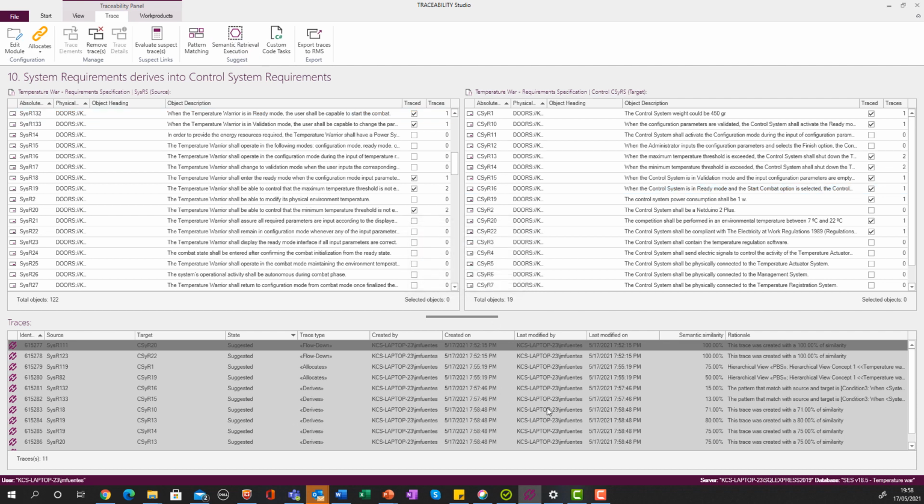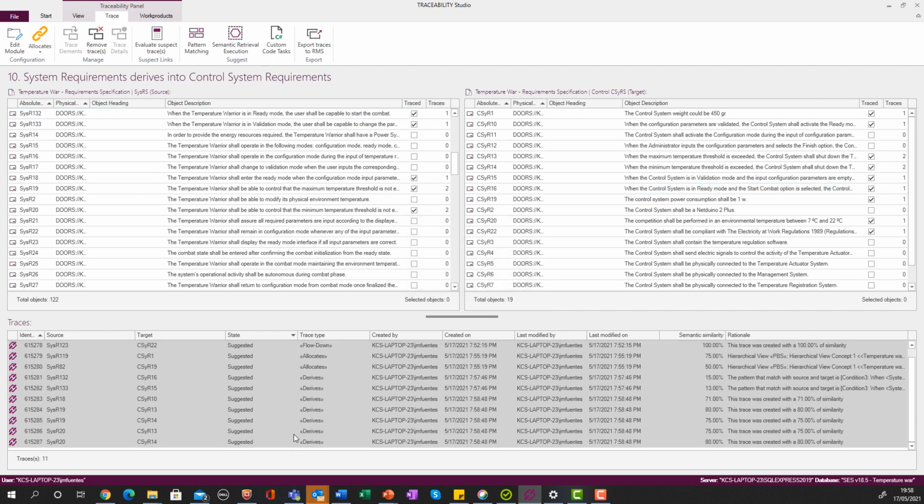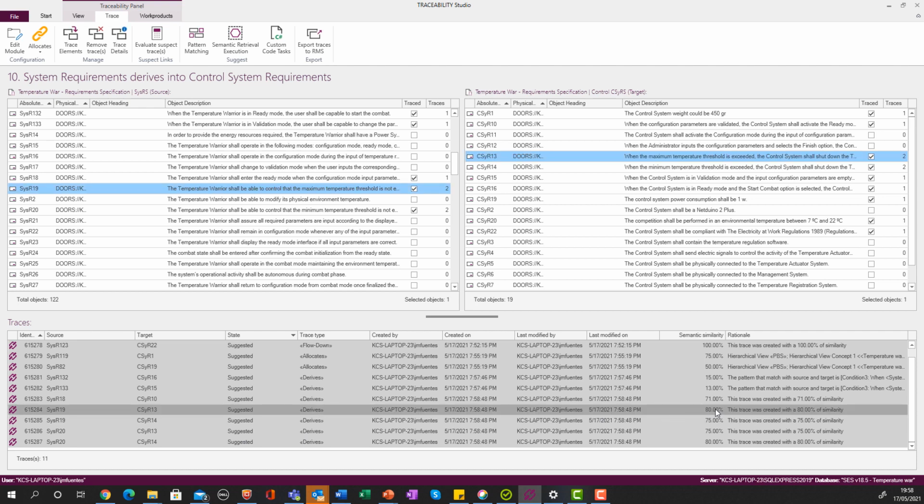Then I have more suggestions. Now in this derivation, you can see that the level of similarity is not 100%, but it is always above 70. That was the limit that I expressed, right? So we could go into detail and decide whether or not we want to keep each of those possible traces.